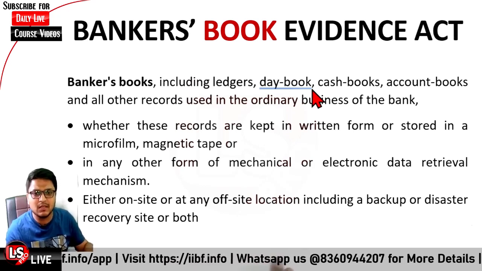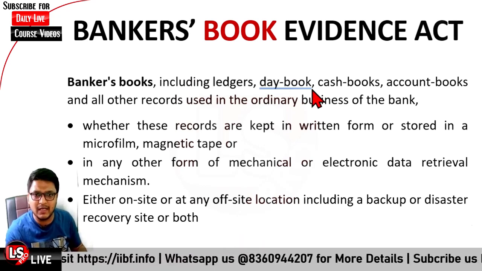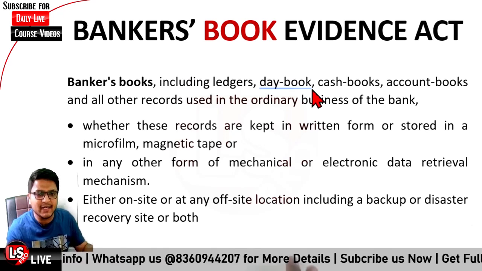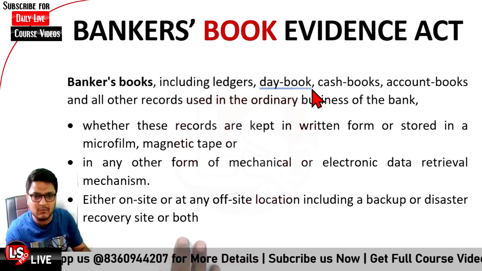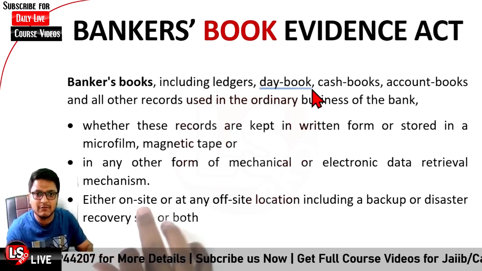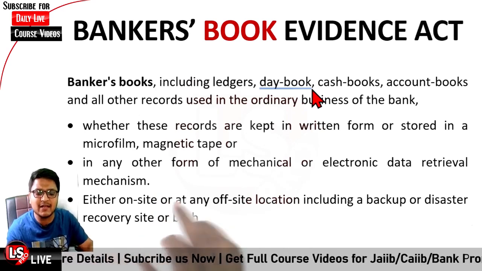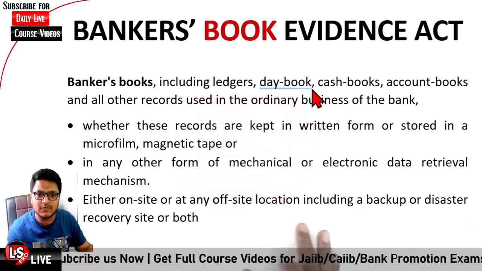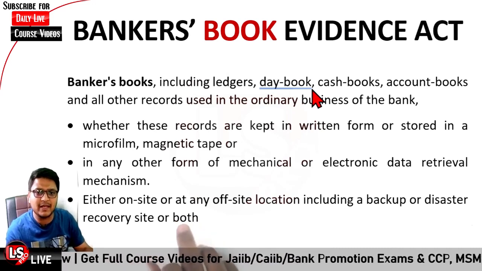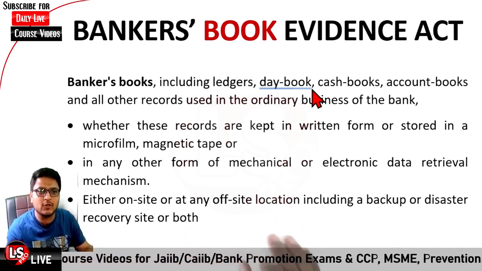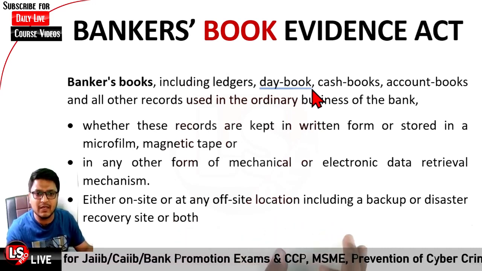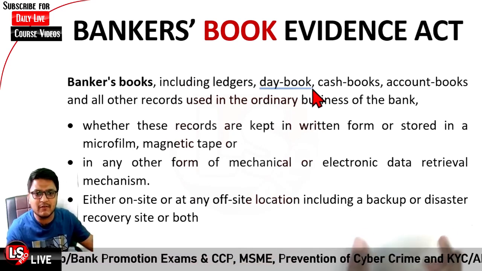On site means the branch is working in area A, and if the data is placed in the same location, it is said to be on site. But if a centralized database is being maintained at some other position, that is said to be off site. So the data could be maintained either off site or on site, including a backup or a disaster recovery site, or both. So what is a disaster recovery site?